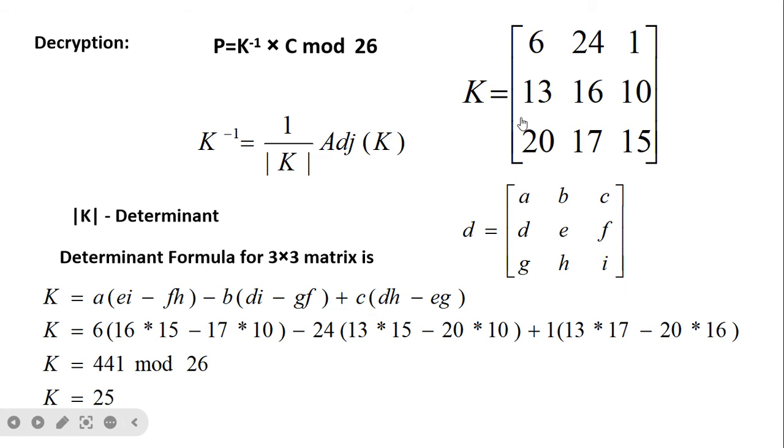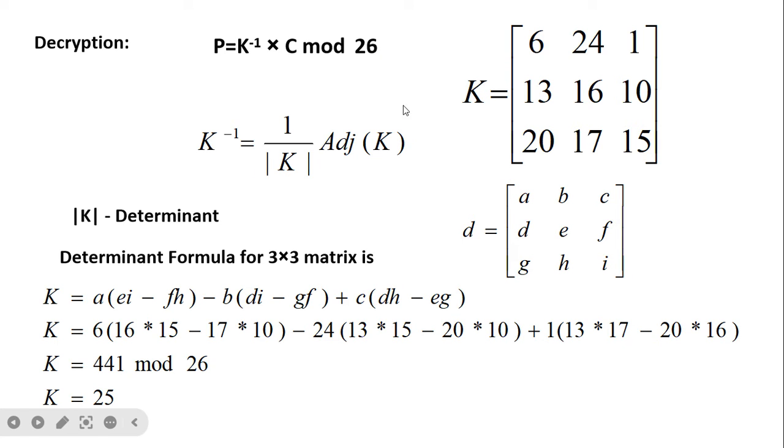Now we see the decryption. For decryption we need to pay attention. Whenever we design the scheme, that is our key, this 3x3 matrix, it should be such that its inverse exists. If its inverse exists, then only encryption and decryption is possible. Now the formula is P is equal to K inverse into C mod 26. Now this is our K. Now we need to find the K inverse.